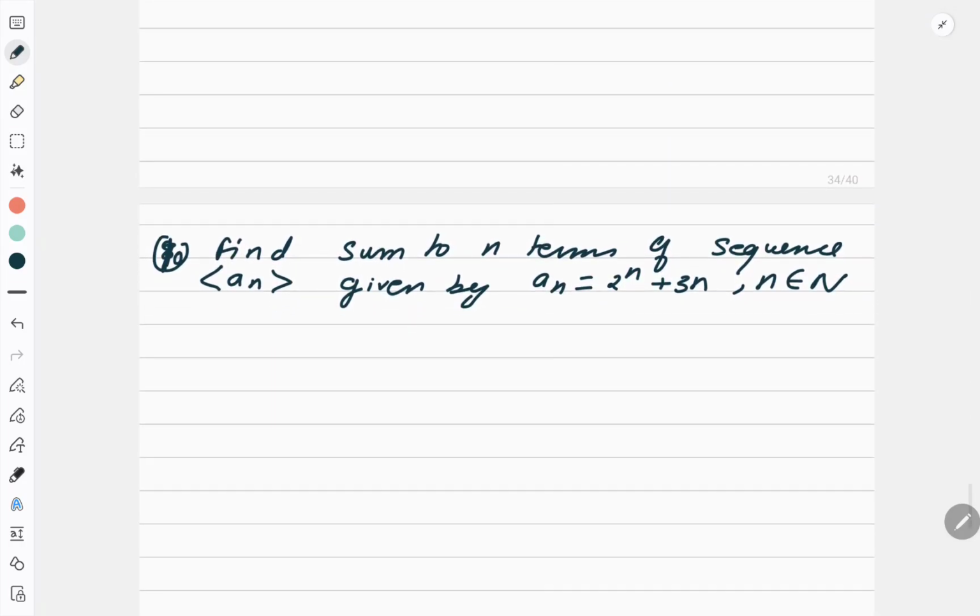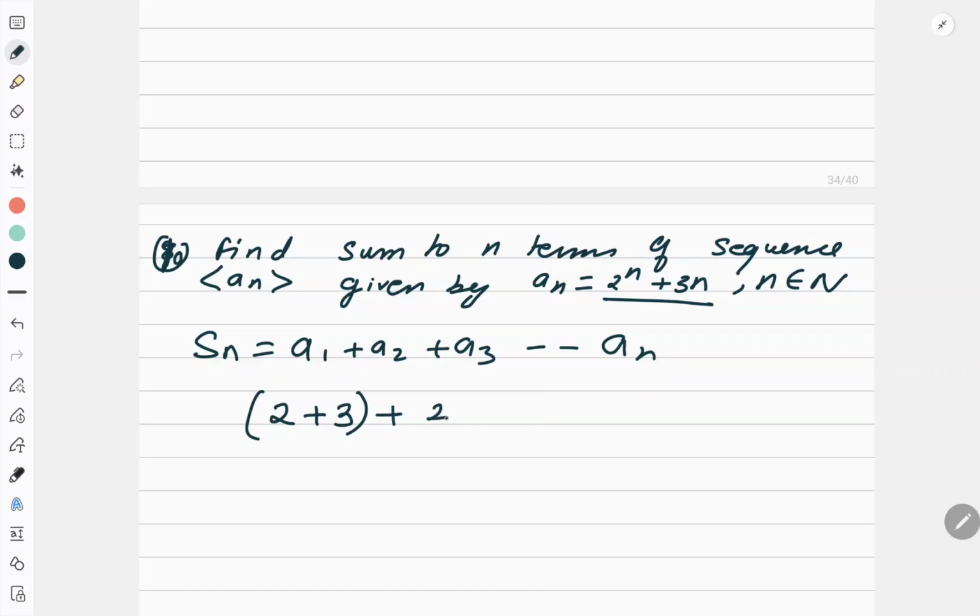Okay. Find the sum to n terms of a sequence given by this. Okay, so they have not defined the sequence. So I have to find out basically a1 plus a2 plus a3 up to an. Right. So what is my a1? I'll put n is equal to 1 here. So I'll get 2 plus 3 plus. What is a2? So 2 square plus 3 into 2. Don't multiply, otherwise it will be difficult for you to recognize the GP. 2 cube plus 3 into 3, and so on.